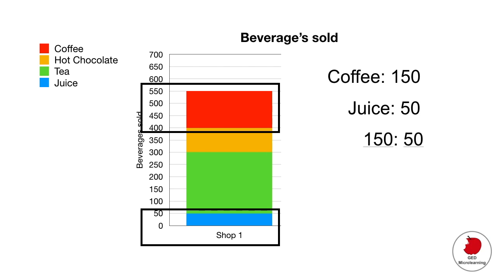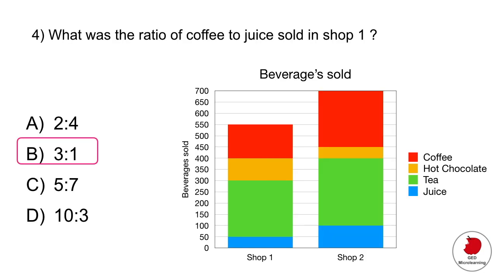All right, so our ratio would be 150 to 50. Remember that whenever you have a ratio, you always have to simplify it to its lowest expression. The way that you do that is that you take the common factor between these two numbers. In this case, the common factor is 50. So you would divide both sides by 50, and that gives you 3 to 1. Okay, so the answer is B.